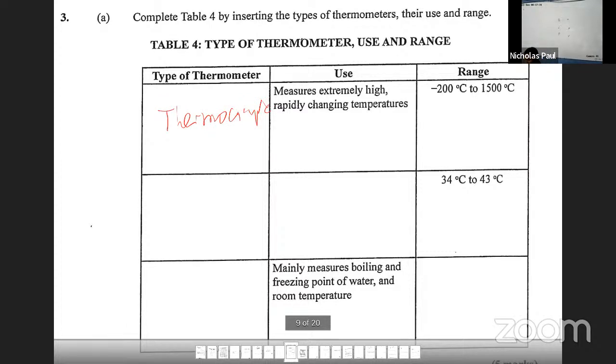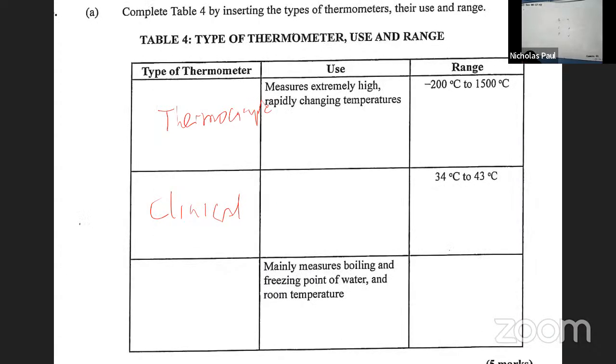34 to 43. What type of thermometer is that? Clinical. And it's used for what? Used to basically check body temperatures, which is within this range here. If it's lower than this, it's dead, above it, you're dead. Right, used to measure body temperature.